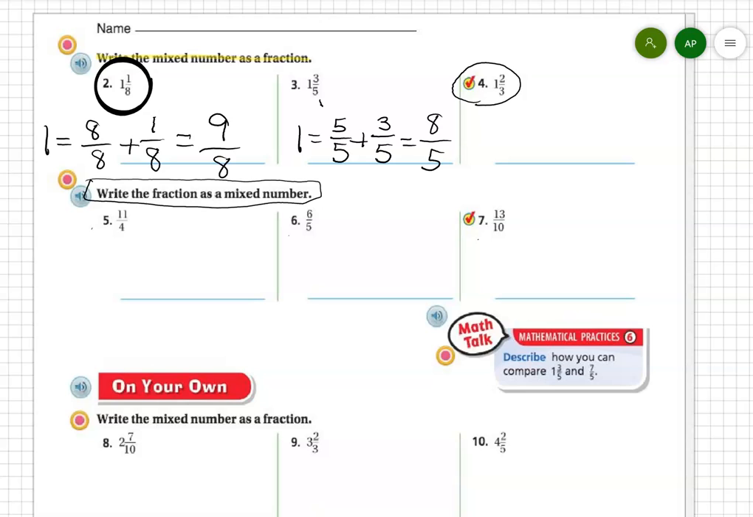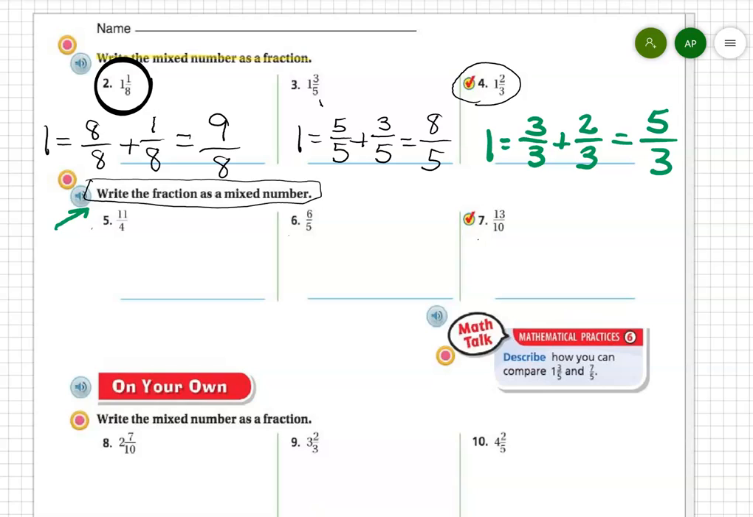Okay, so hopefully you had a chance to solve these problems, and now it's time to see how you did. So if we go back to number 4, we're writing the mixed number as a fraction, 1 2/3. Well, again, 1 is the same as saying 3/3, because we're working in thirds for this problem, plus the 2/3 that was part of the mixed number, and that's going to get us 5/3.